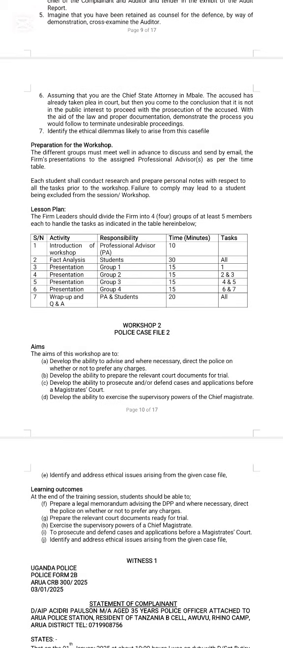ESCO issues: avoiding corruption, making sure that you respect human rights. The police should also respect not to torture people or suspects, among others.